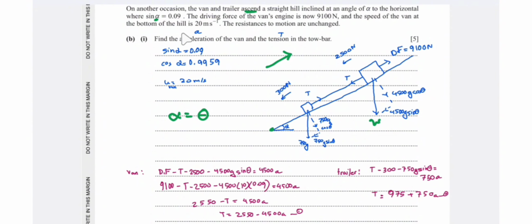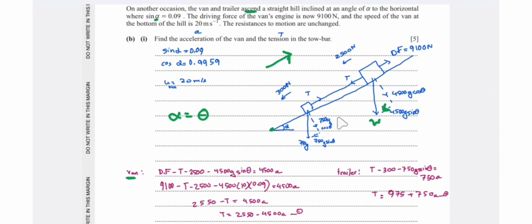Now we need to find the acceleration of the van and the tension in the tow bar. So for the van, the driving force is acting upward, in the direction of movement, the forward force. So the driving force minus the tension minus the resistive force and the downward component of weight, that is 4500 g sin theta, which is also acting in the backward direction. So minus this value is equal to mass into acceleration.